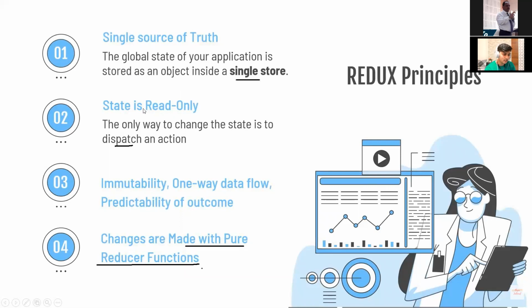Second, the state is read-only. The only way to change the state is to dispatch an action. So we can only change the state with the actions we define. Third, immutability, one-way data flow, and predictability of outcome. Fourth, changes are made with a pure reducer function.